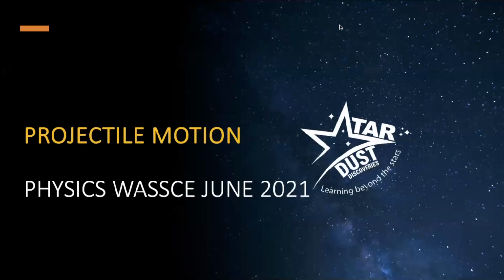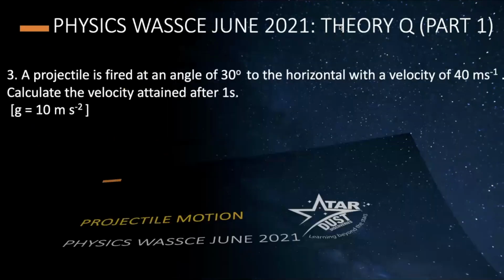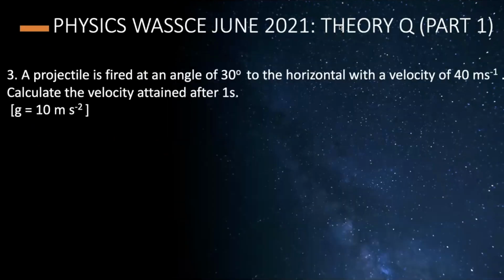Today, we'll be continuing in solving physics questions of June 2021. And the topic for today is projectile motion. So I will read you the question. A projectile is fired at an angle of 30 degrees to the horizontal with a velocity of 40 meters per second. Calculate the velocity attained after 1 second. And as usual, you are given the acceleration due to gravity value to use as 10 meters per second squared.